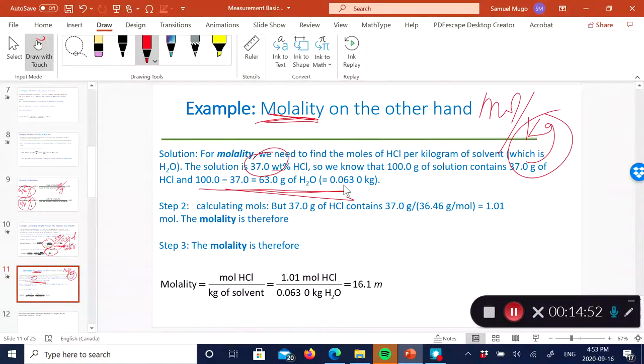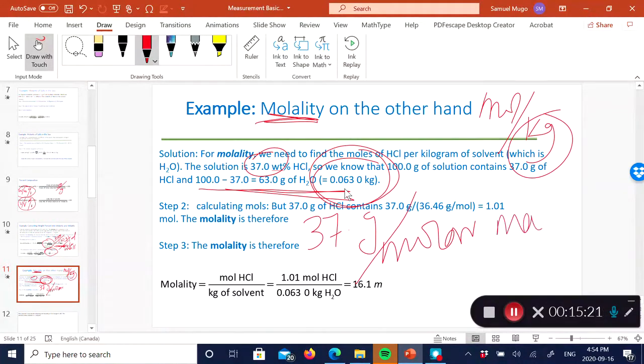And so the water in this case is going to be 63 grams, and you have to convert it into kilograms to get 0.063. Then after that, you can calculate the number of moles of HCl. We already know that there's 37 grams of HCl in 37% weight percent. And then you need to divide that by the molar mass. And we know the molar mass is 36.46. And that way now you've got the number of moles.